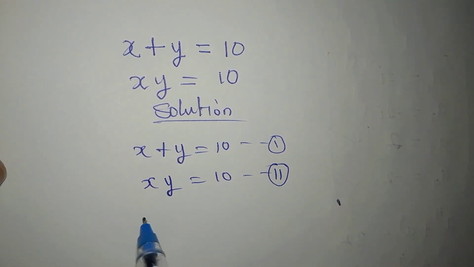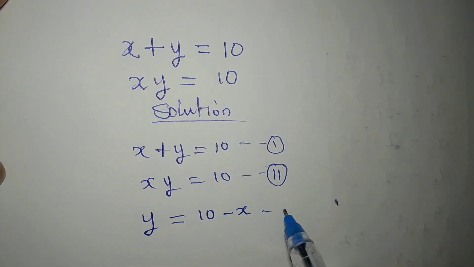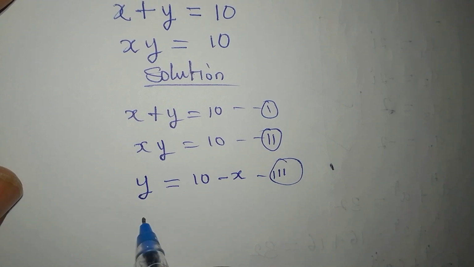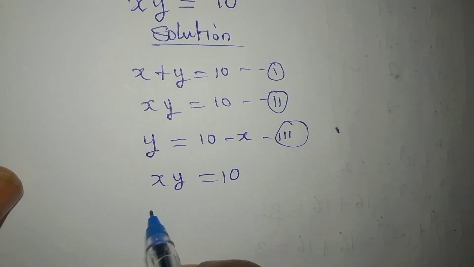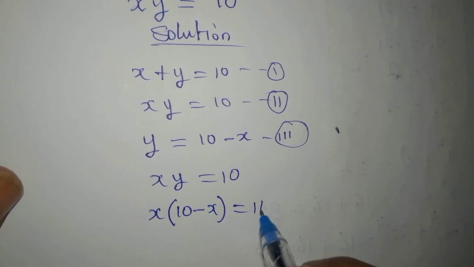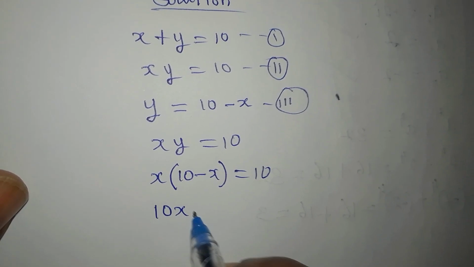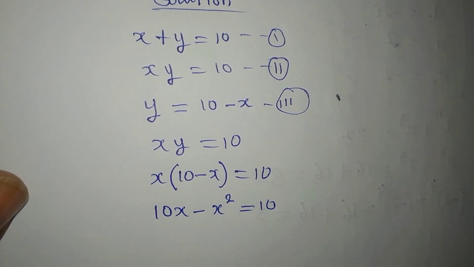From equation 1, we can say that y is 10 minus x. This is obtained from equation 1, and we shall call it equation 3. Now, put this equation 3 into equation 2. Equation 2 is xy equals 10. Now, in place of y, what do I write? 10 minus x. Then this is equal to 10. So we can now open the bracket to get 10x minus x squared, which is equal to 10.